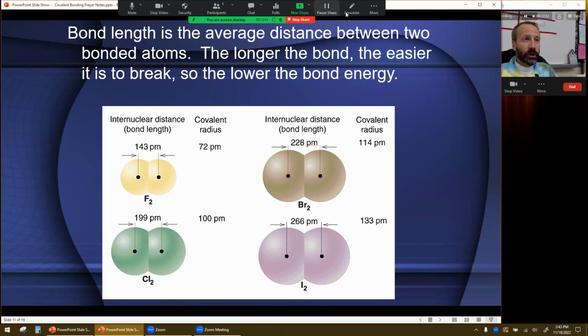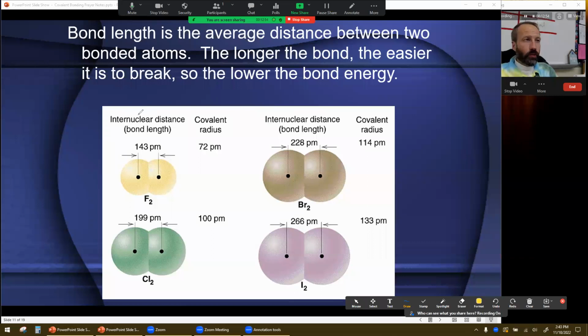So be sure that in your notes, you have down that bond length is going to be related to bond energy. And so really, you probably want this whole last sentence. The lower the bond energy, the longer the bond is. And then the reverse is true. The higher the bond energy, the shorter the bond is. Okay.